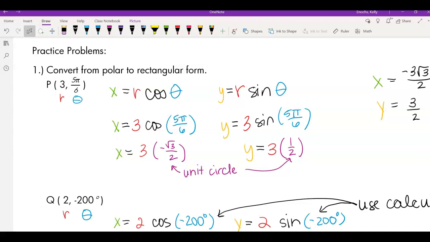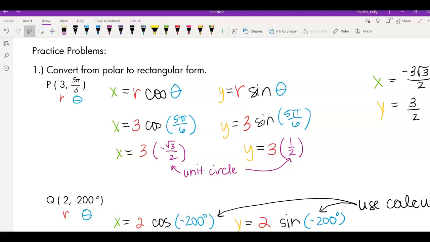So since I already have an r and a theta in my problem, I know that I need to use the equations x equals r cosine theta and y equals r sine theta to help me find my x and y values. I know r is 3. I know my theta is 5 pi over 6. So I'm going to plug those in and get 3 cosine 5 pi over 6 and 3 sine 5 pi over 6.